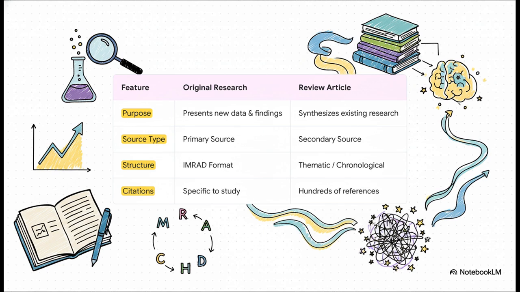On the other hand, you have the review article. This is a secondary source. Its job is to look at all the original research that's already out there and synthesize it, to bring it all together. That's why you'll see a review with like hundreds of references. It's summarizing the entire conversation in a field.